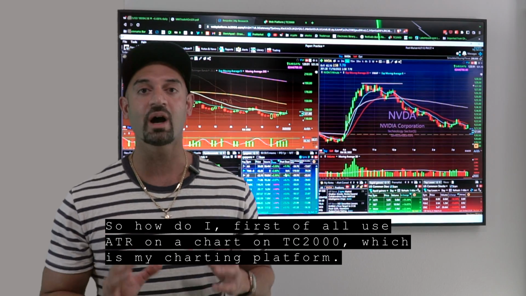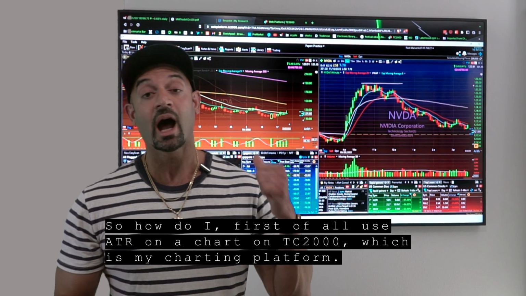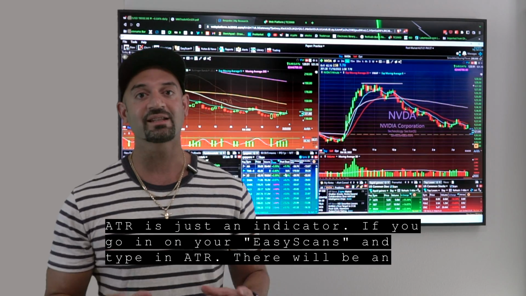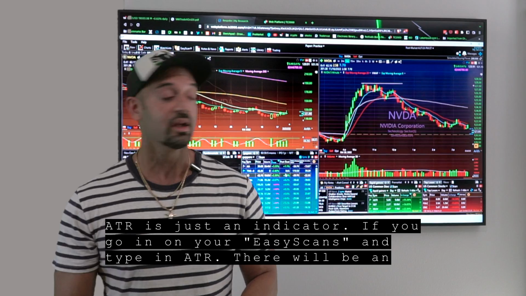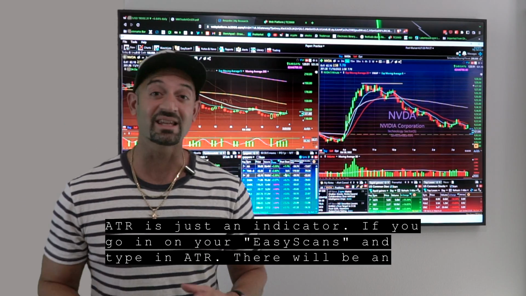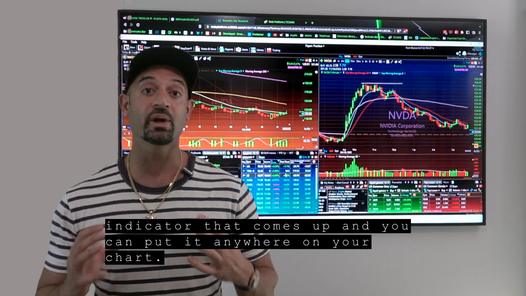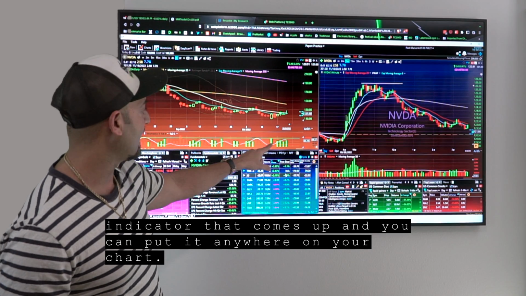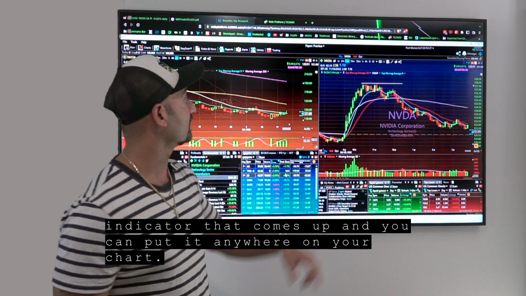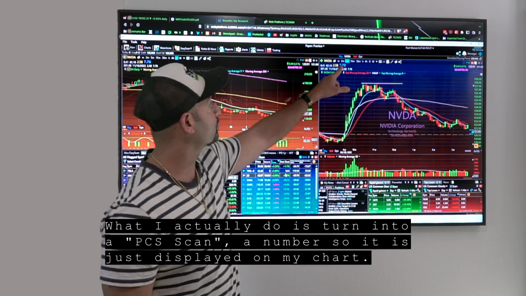So how do I, first of all, use ATR on a chart on TC2000, which is my charting platform? ATR is just an indicator. If you go in on your easy scans and type in ATR, there'll be an indicator that comes up, and you can put it anywhere on your chart. You can add it into any one of these panes. What I actually do is turn it into a PCF scan, a number, so it's just displayed on my chart.